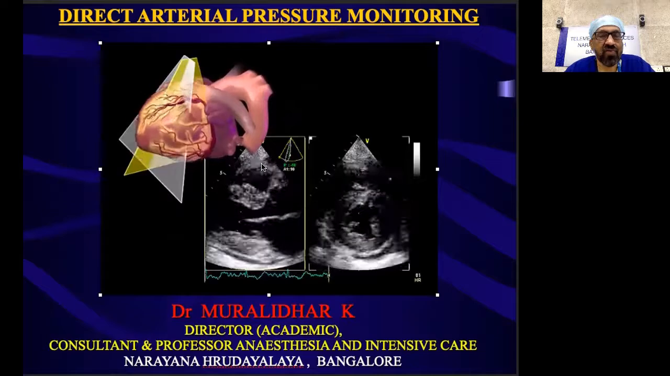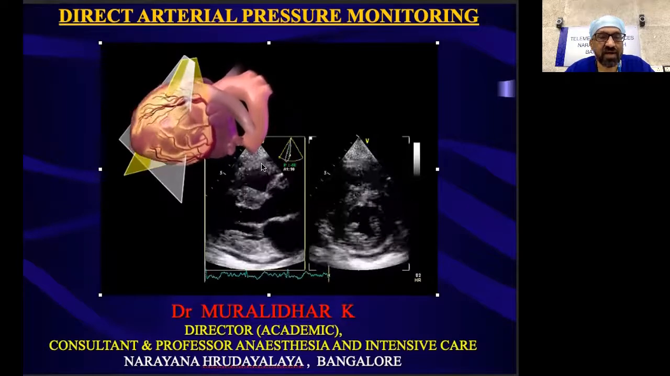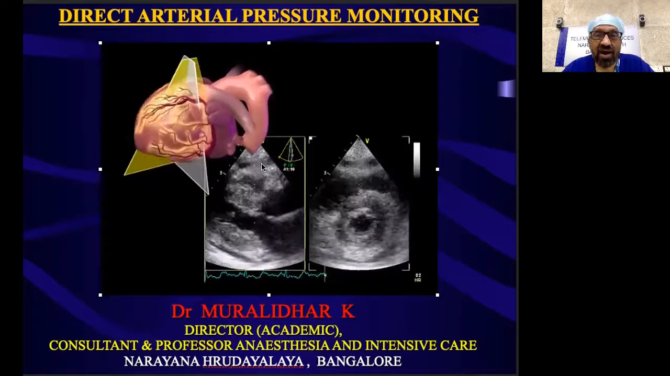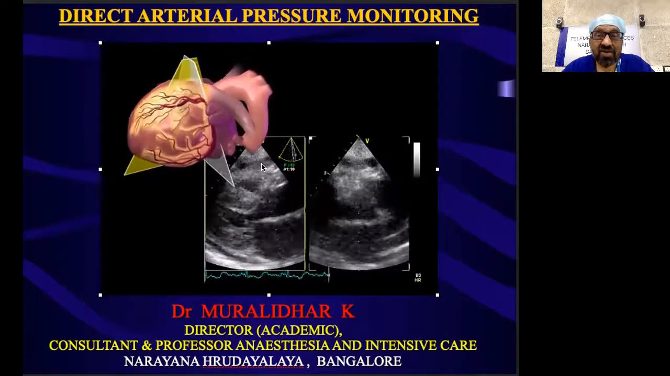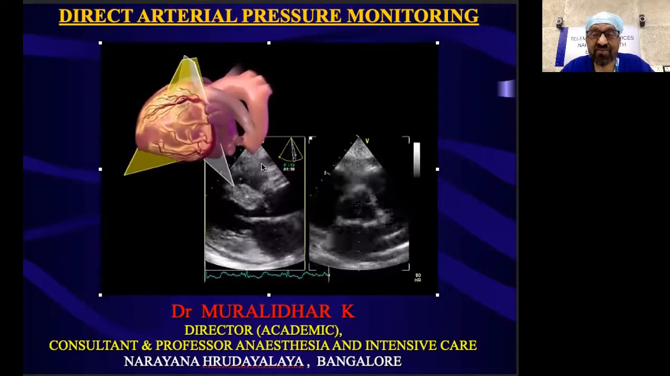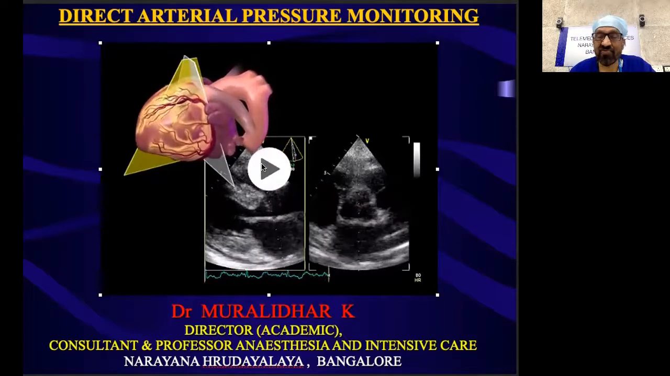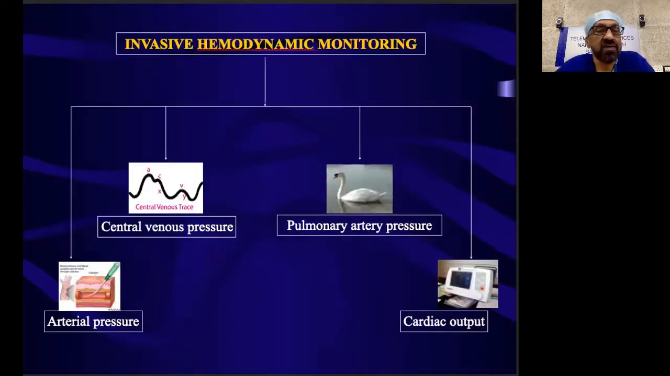To begin with, I would like to say that the heart beats 70 times a minute and pumps 30,000 liters of blood through 100,000 kilometers of blood vessels every day. This is an amazing pump, and we will see how the measurement of its functions helps us to understand the pathophysiological states of patients during the course of our management of these patients.